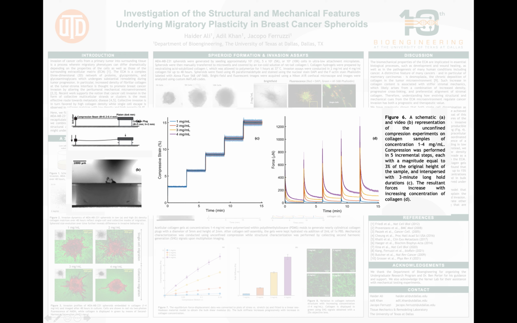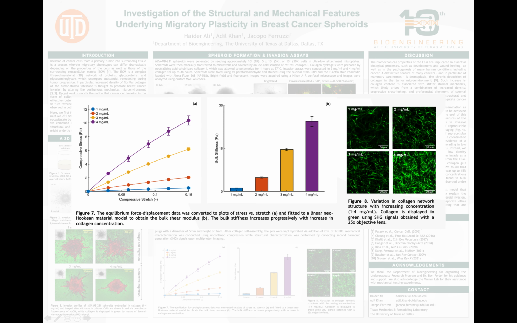The forces generated during compression increased as collagen concentration increased. We found that the equilibrium stress-stretch behaviors are nearly linear up to 15% compression and highly sensitive to collagen concentration. This allowed us to fit a linear neo-Hookean material model to obtain the bulk shear modulus. The observed trend in bulk stiffness mirrors the trend seen in the collagen fiber density observed under multiphoton imaging, which is the figure all the way on the right.